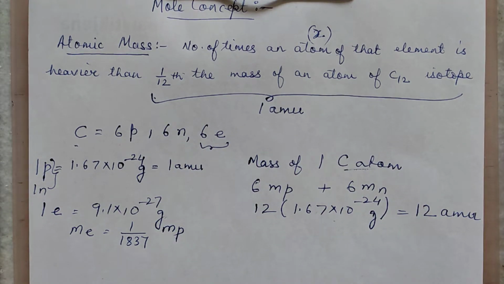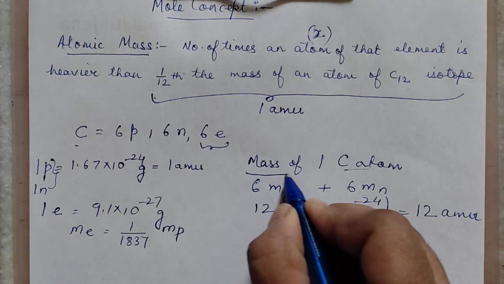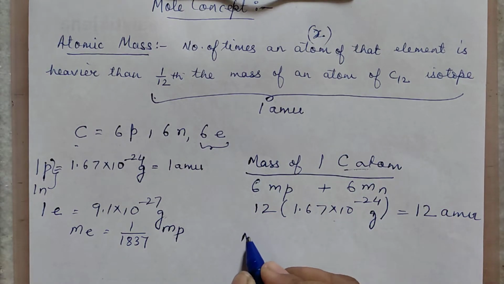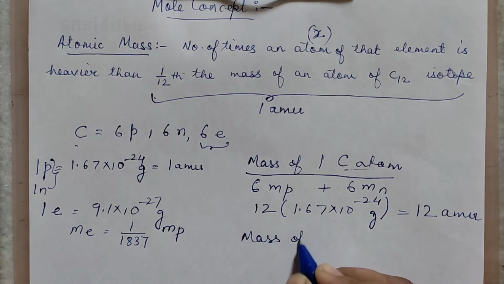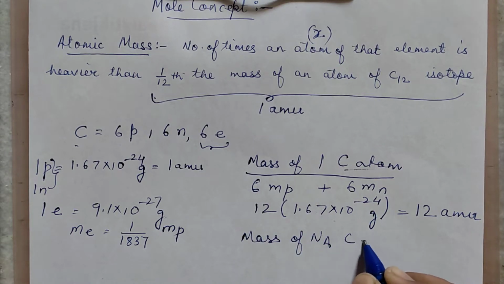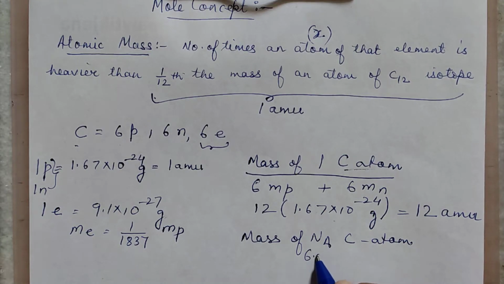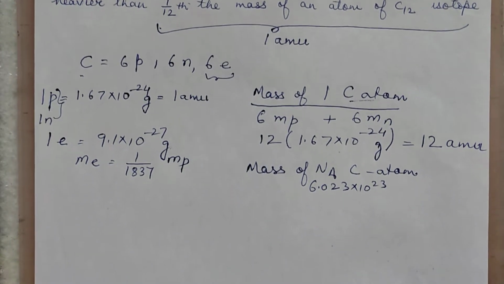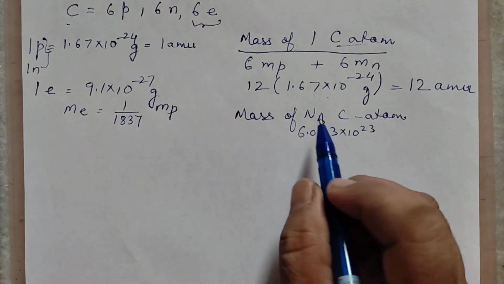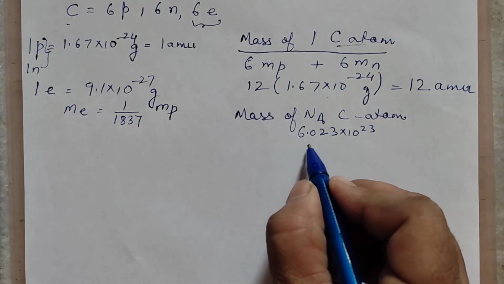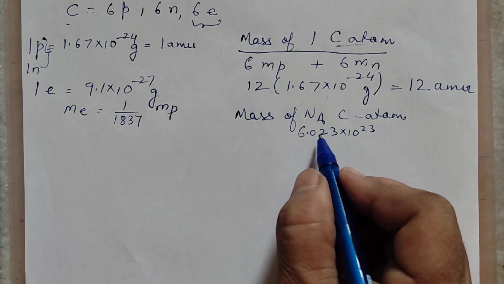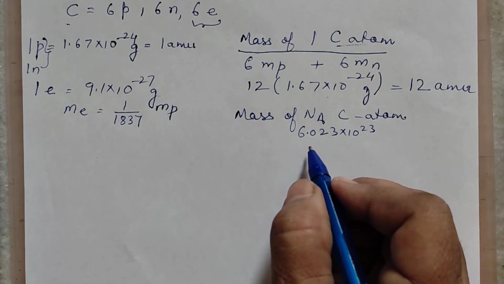Is this fine? Now, we can calculate the mass of Avogadro number of atoms. This is the mass of one atom. If I am asking you to calculate the mass of Na carbon atoms, Na is the Avogadro number. And Avogadro number is 6.023 into 10 to the power 23. That means the mass of one atom is this. What will be the mass of Avogadro number of carbon atoms? What are we going to write?